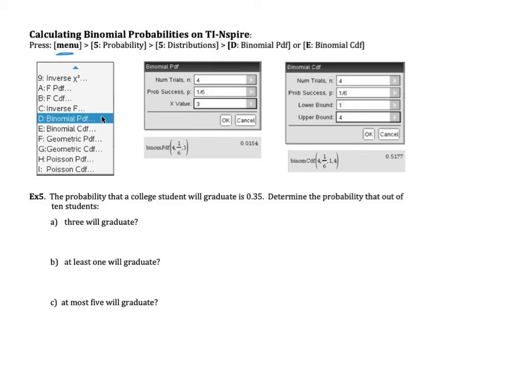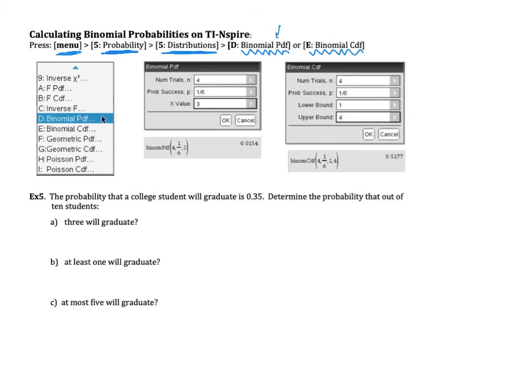You're going to use your menu button. You're going to look for probability. You're going to look for distributions. You can also find distributions under statistics. It's going to be the same. So probability or statistics, then go to distributions. And what we're going to talk about using today is either binomial PDF or binomial CDF.